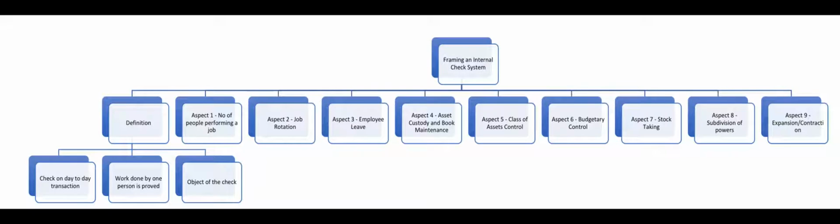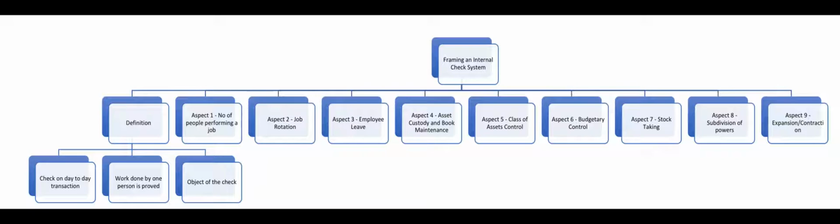Here is another possible 4-mark question from chapter number 3 of Auditing, CA Final. What are the aspects that have to be considered while framing a system of internal check within an organization? Let me first define what an internal check system is.